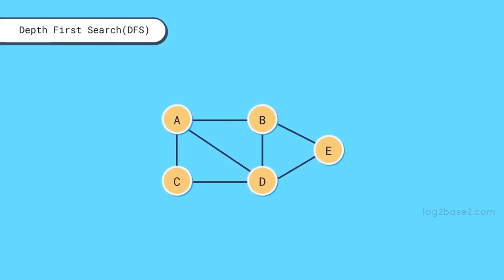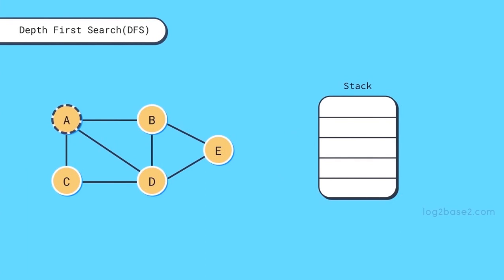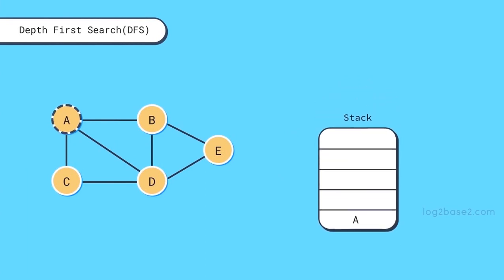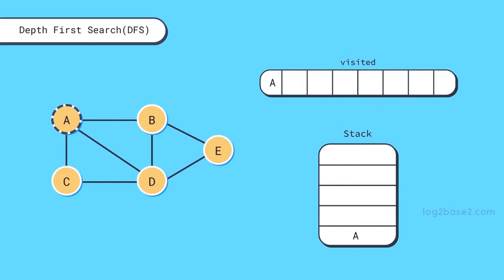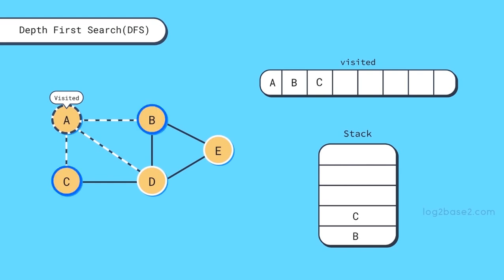Simply, let us understand how it is done. Let us start from vertex A. So visit A, insert it into the stack and add it to a visited array also. In this visited array, the vertices that are visited will be added. Now it has A only. It means only A is visited. Now take A from the stack and push its adjacent nodes into the stack, that is B, C and D. So these are pushed into the stack and added to the visited array also.